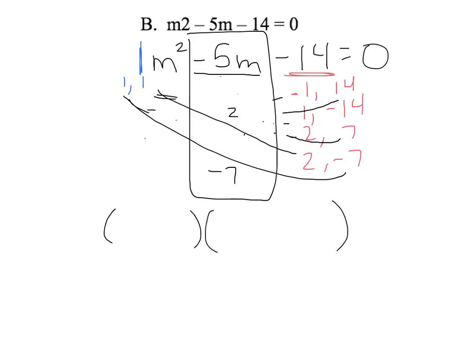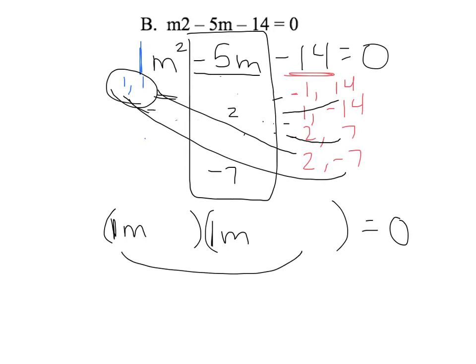This time we have m squared, so we're going to have m's out front. These numbers on the left have to go in front of the m's. And then outside numbers go together, so 1 times negative 7, negative 7. Insides go together, so 1 times positive 2. So negative 7 plus 2, yep, that's negative 5.